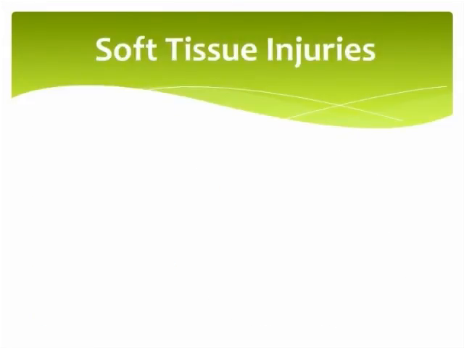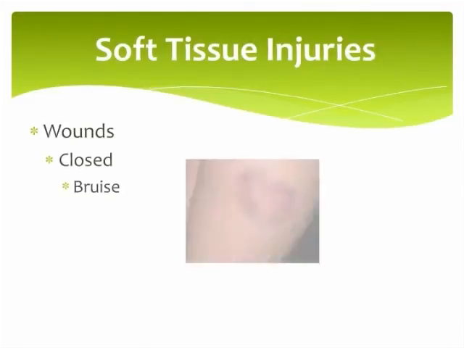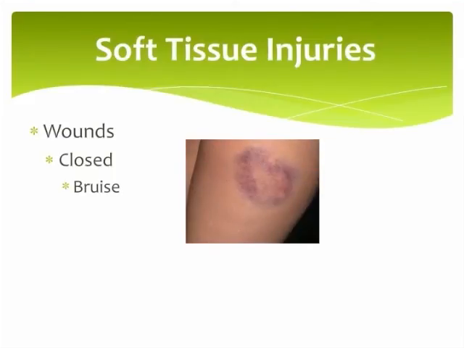Soft tissue injuries to the skin are usually referred to as wounds. Wounds can either be classified as open or closed. Closed wounds are bruises. A bruise is simply a collection of blood underneath the skin where blood vessels have broken and blood leaks out under the skin. Open wounds are usually classified depending on which layer of the skin is involved.